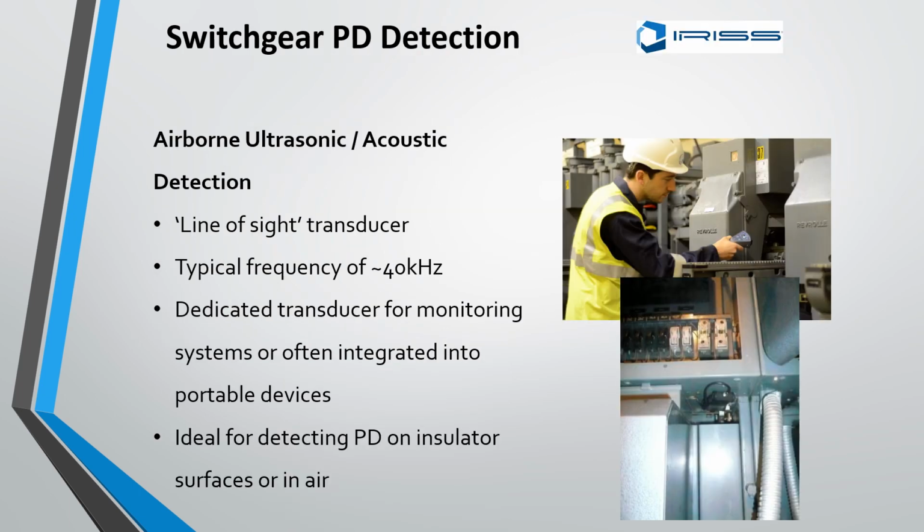Now, this same unit also has a built-in ultrasound sensor. So ultrasound is above the range of human hearing, above 20 kilohertz. That's about where we cap out. So anything higher than that is classified as ultrasound. Now we're typically listening in the 40 kilohertz range, but it is a line of sight transducer, which means I have to have sort of a direct line of visibility for the sound waves to travel through air from the source of the defect to my sensor.